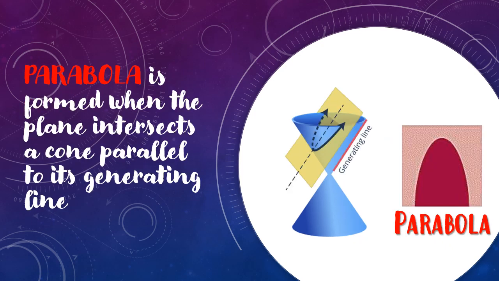The third one is the parabola. A parabola is formed when the plane intersects a cone parallel to its generating line. So a parabola is formed again if we intersect the plane to a cone and the plane is parallel to its generating line. So we can form a parabola.